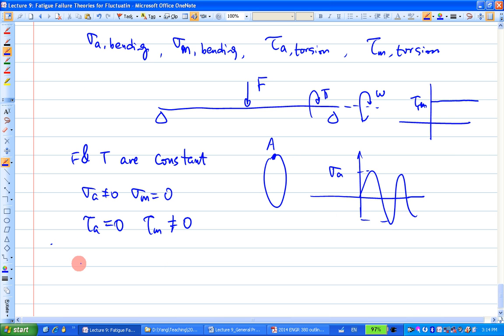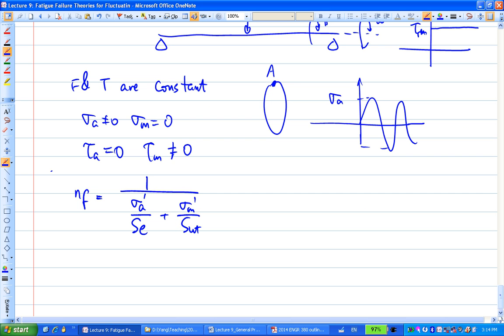So if I still want to use that line here, that modified Goodman, then we're not going to call it sigma A anymore. We're going to call it sigma A prime and sigma M prime here. I'll tell you what sigma A prime and sigma M prime are. Sigma A prime and sigma M prime are the equivalent von Mises stress.